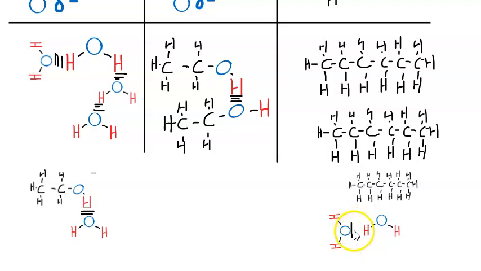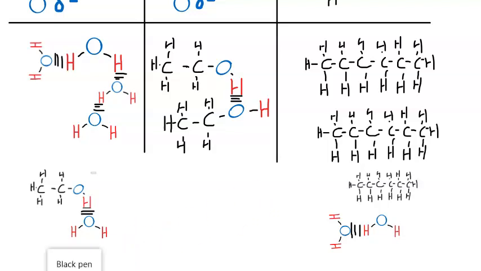So what's going to happen there is that it'll form a separate layer of hexane and water if you were to mix them together. Just think of if you had a glass and you put in some water and some oil on top of the water, the oil is not going to mix into the water. The oil forms its own separate layer.